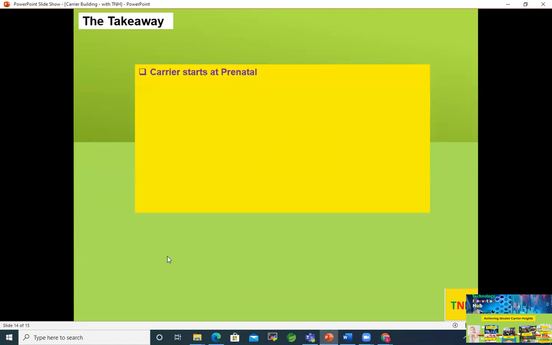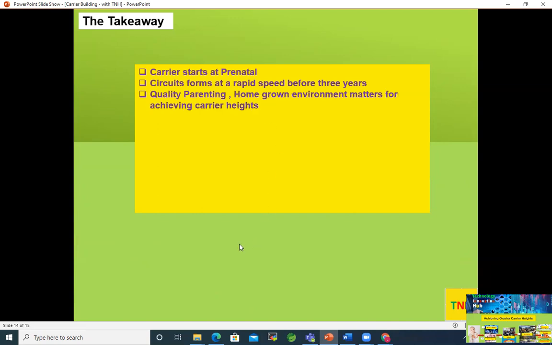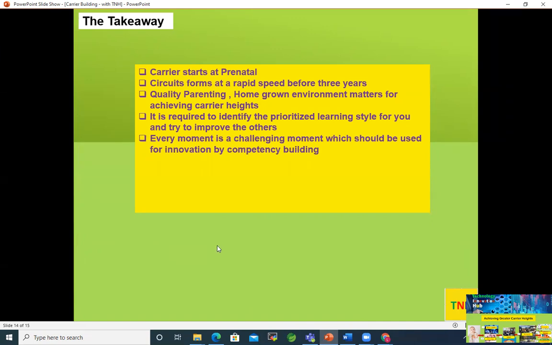Here we come to the end. This is the last one, the takeaway. If you go through it, you can see what we have covered. Career starts at prenatal. Circuits form rapidly before three years. Yes, we learned that. Quality parenting and a homegrown environment matter for achieving career heights. We understood it well. It is required to identify your prioritized learning styles and try to improve the others, because everybody varies in their learning styles.